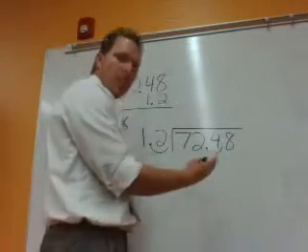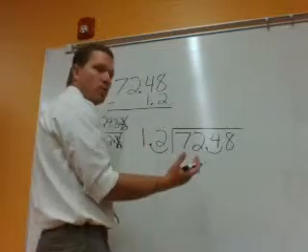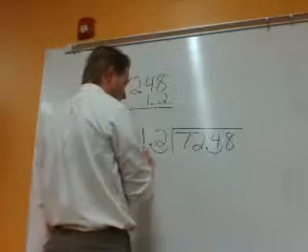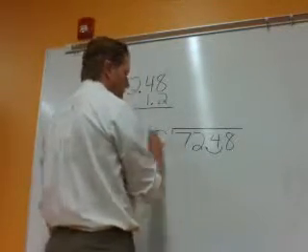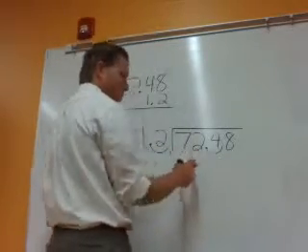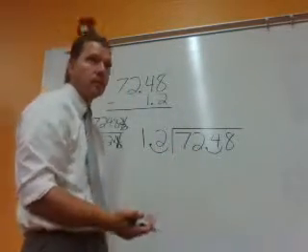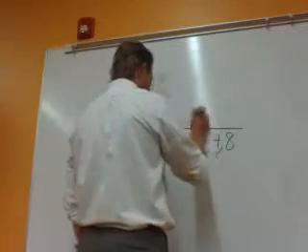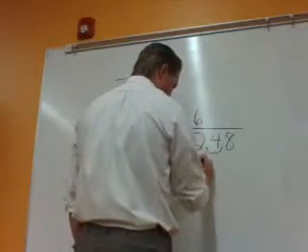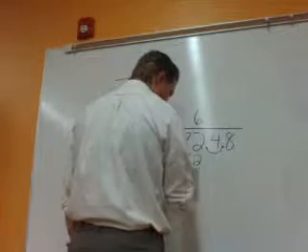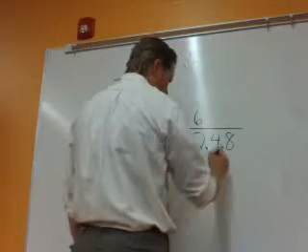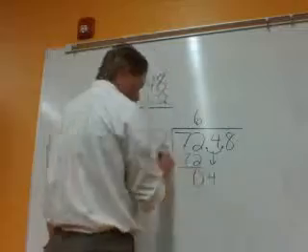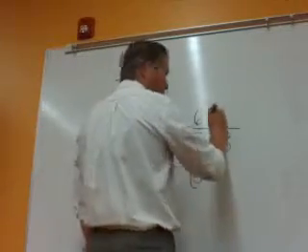Now, division happens the exact same as it would with regular numbers, okay? So I'm looking at 12. How many 12s go into 72? Well, let's see. 12 times 5 is 60. 12 times 6 is 72. Great. 6, 72, and minus. I get 0. Bring down the 4. Does 12 go into 4? No, it does not. Put in a 0.